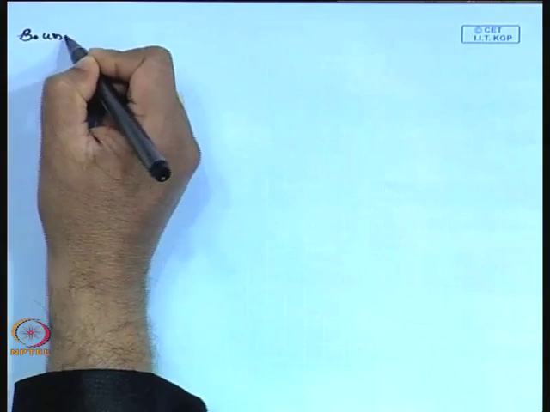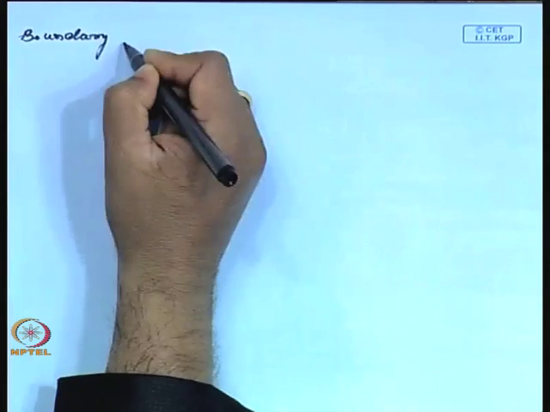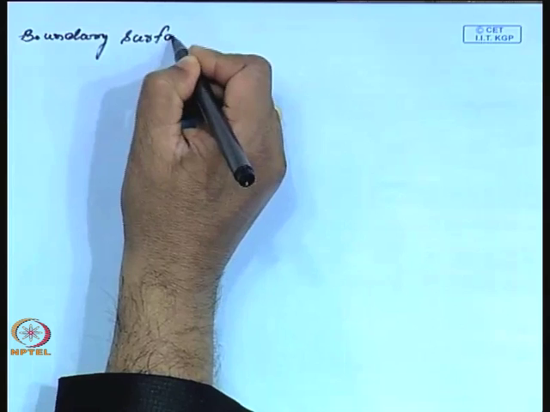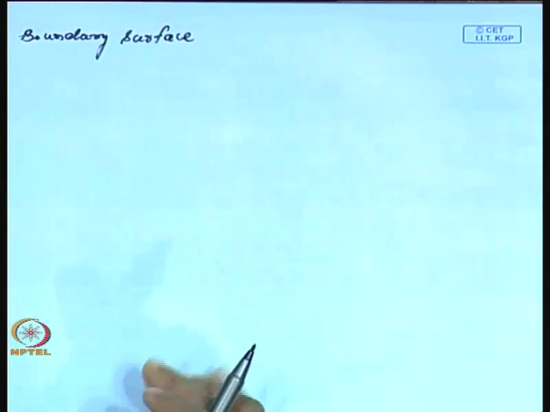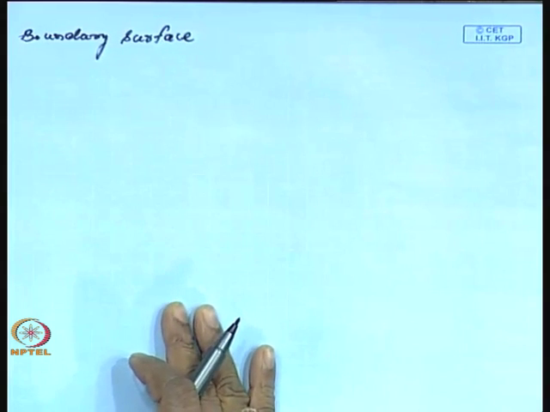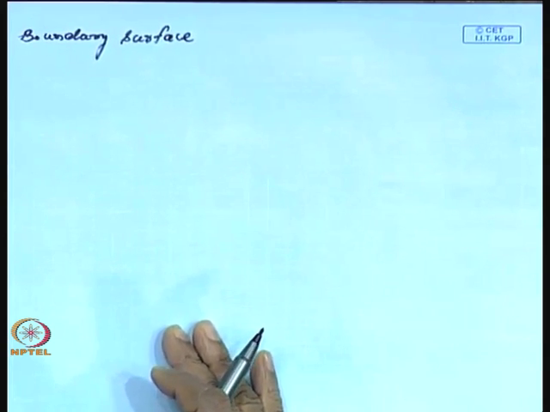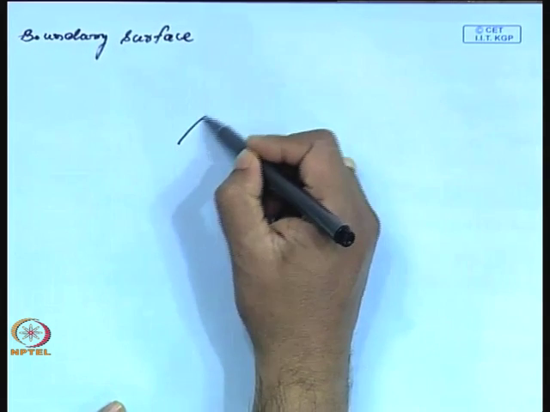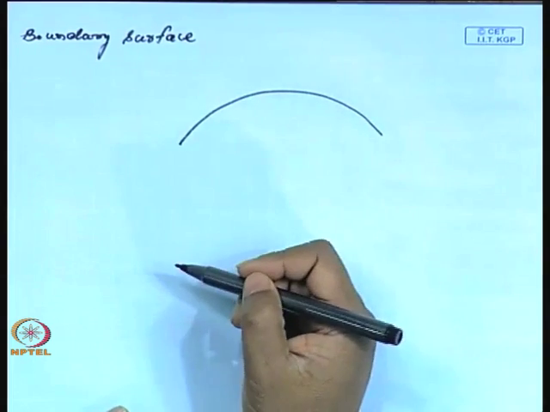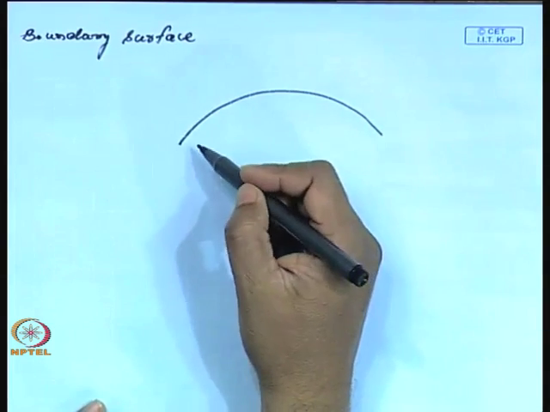Now, we have already worked out a few examples. With this, let us concentrate on a few more things. One of the things is what a boundary surface is. Let us know what a boundary surface is, and what conditions are satisfied on a rigid boundary or a moving boundary. Let me say that this is a boundary surface.